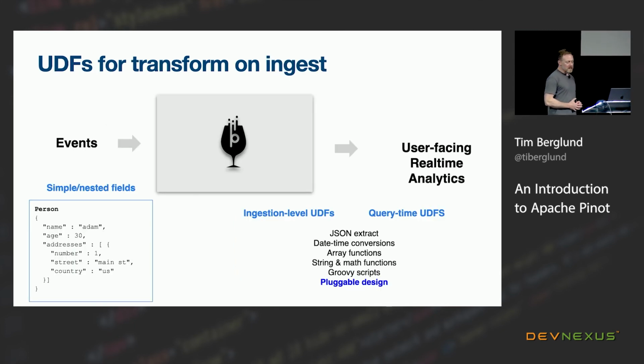There are UDFs. You can write UDFs in Groovy, which I'm always happy to hear. But on ingestion, you can do bits of transformation, and there are other built-in ones for doing JSON extraction, date-time conversions, little bits of math. As always, these are not huge amounts of computation that you want to do in a place like this, but there's always a little bit of cleanup. Data is always ugly. It's true.